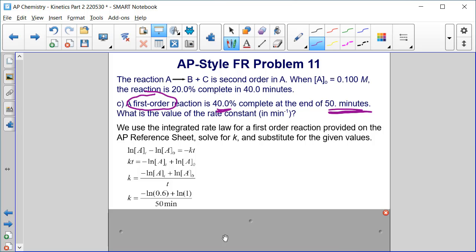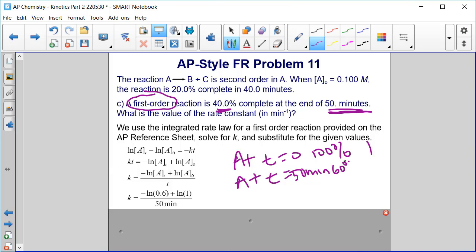Now, where does this natural log of 1 and natural log of 0.6 come from? At time 0, we have 100% of our reactants, so we'll just call that 1, right? At time 50 minutes, we are told the reaction is 40% complete. So if it's 40% complete, how much is remaining? 60%. So 60% of 1 is 0.6. Okay, so that's where that comes from.